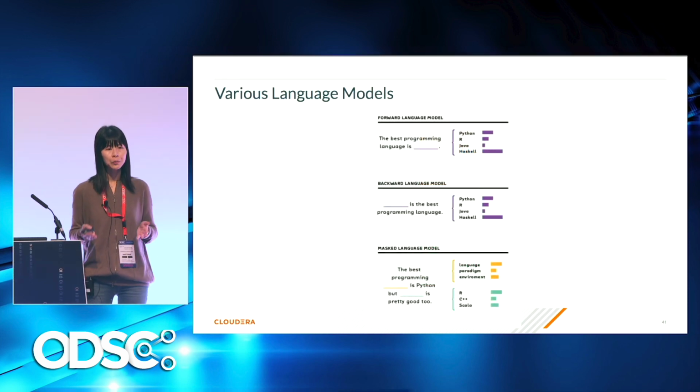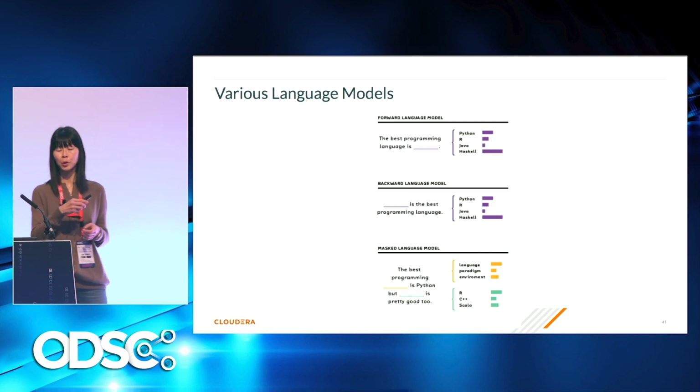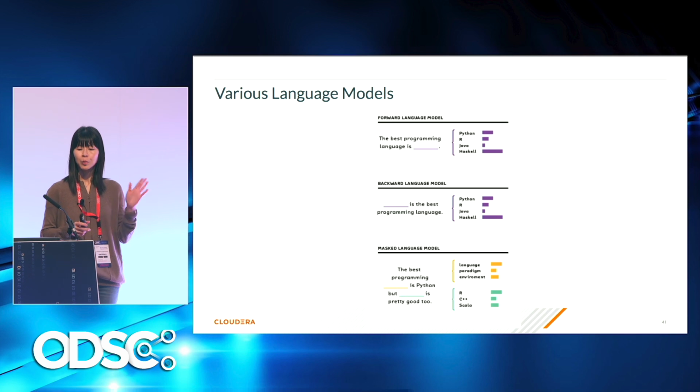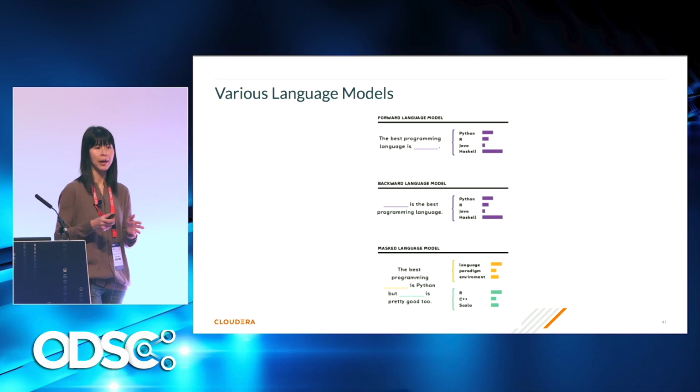There are various types of language models. Some are forward language models, so you predict the next word on the right. Some are backward, you predict the word on the left. And you also have ones that combine both front and back.